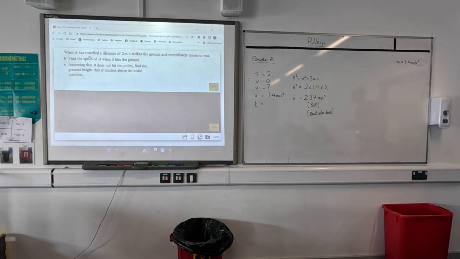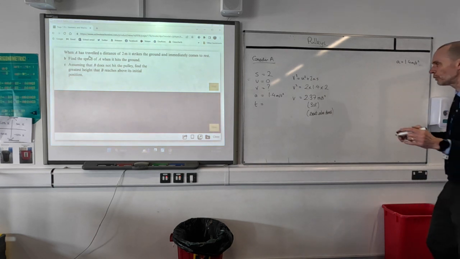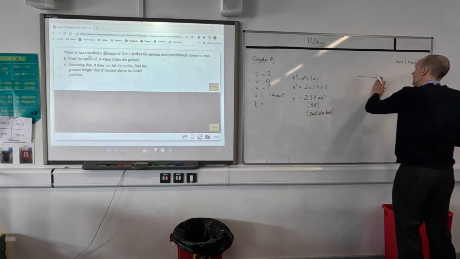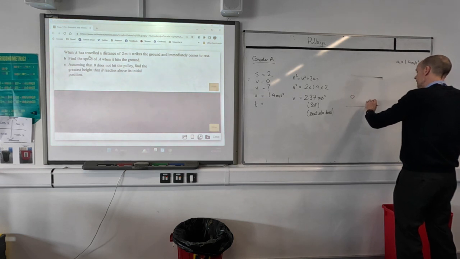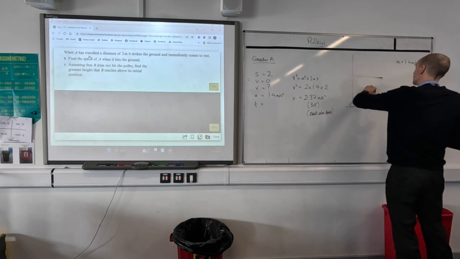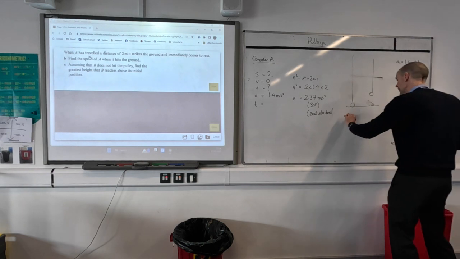So are we happy that we can use SUVAT to work out the speed after 2 meters? It just so happens that after 2 meters it hits the ground. Now B doesn't hit the pulley, so here's the ground, and A is at the ground. We'll assume it's a really, really long string, and there's a pulley up here somewhere, but we're nowhere near hitting that pulley. So let's consider now B. We want to know the height that B reaches above its initial position. Okay?